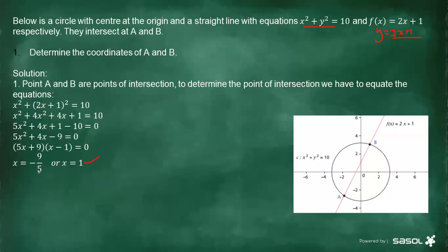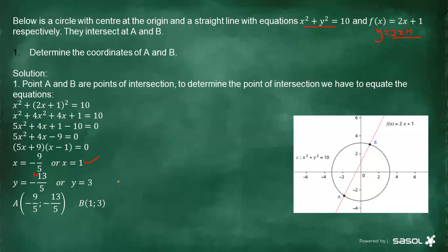All right. And then we first take the first value of x, then we substitute into one of these equations. But I always advise learners they should use this one because y is already the subject. We just substitute the value of x there. And then the value of y is going to be negative 13 over 5 when you substitute negative 9 over 5. And when you substitute x as 1, y equals 3. So the coordinates of A are (negative 9 over 5, negative 13 over 5), while the coordinates of B are (1, 3). So that's how you should determine the coordinates of intersection of the two graphs.